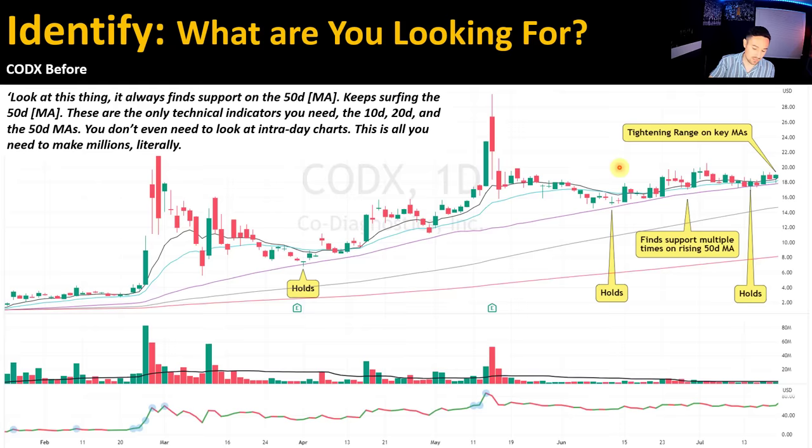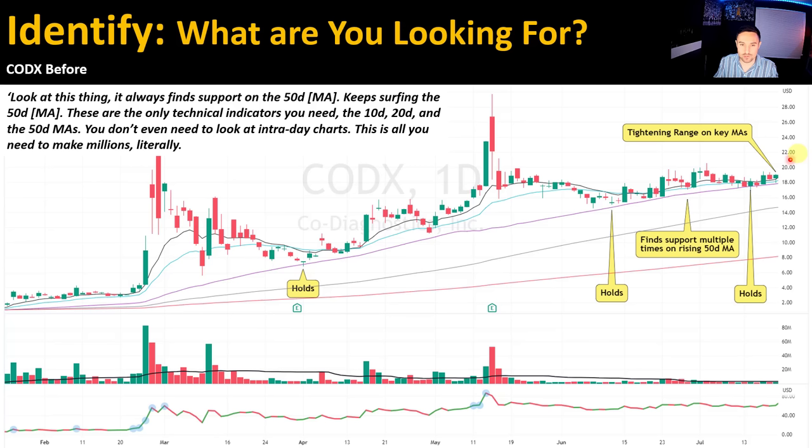Next slide. Kodak. Oh, I jumped forward too far. So Kodak, this one here. Look at this thing. It always finds support on the 50-day. So the purple line in here, in here, in here, in here. Keep surfing the 50-day. These are the only technical indicators you need. The 10-day, the 20-day, and the 50-day moving averages. You don't need to look at intraday charts. This is all you need to make millions, literally.